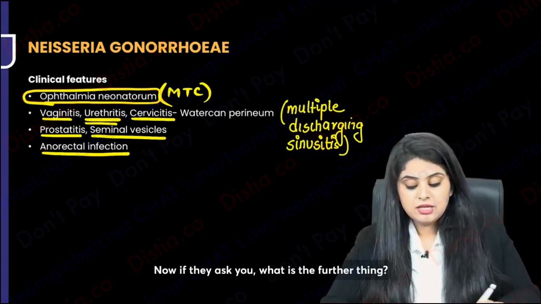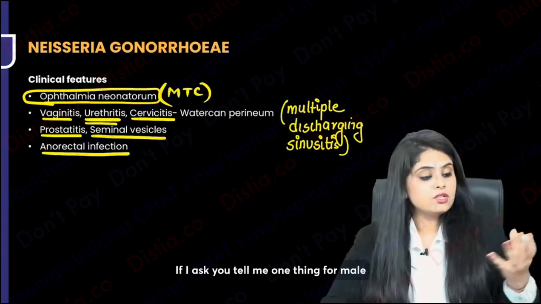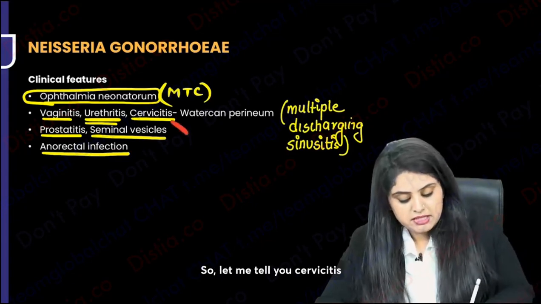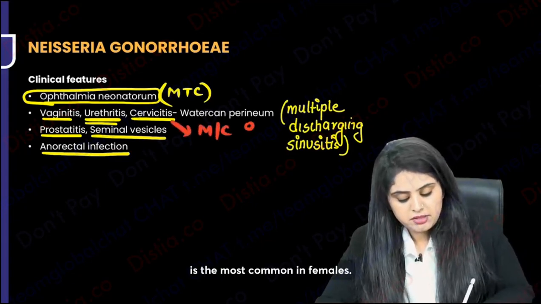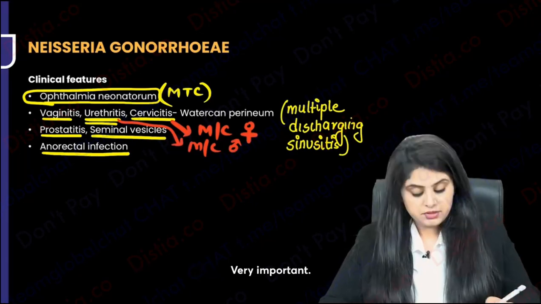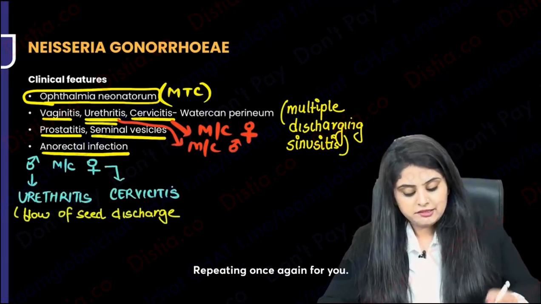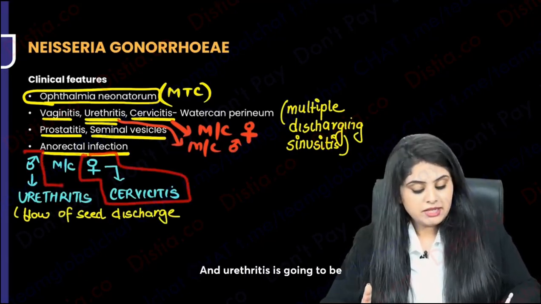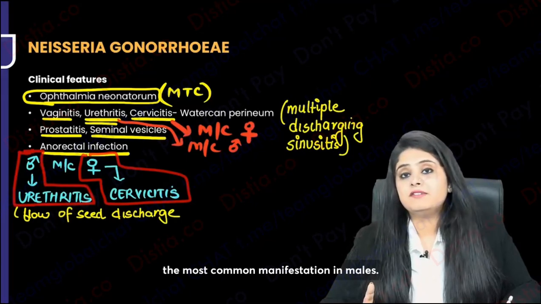Now, if they ask you, tell me one thing for male and one for female, which is most common. Let me tell you, cervicitis is the most common in females, and urethritis is going to be the most common in males. Very important. Repeating once again, cervicitis is the most common manifestation in females, and urethritis is the most common manifestation in males.